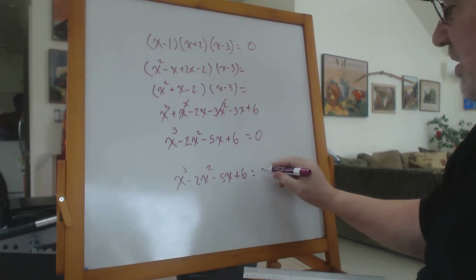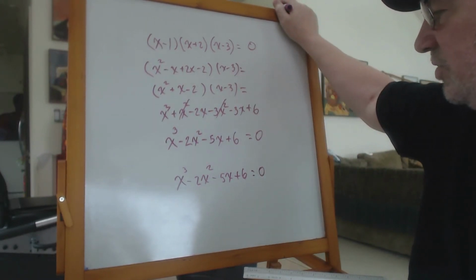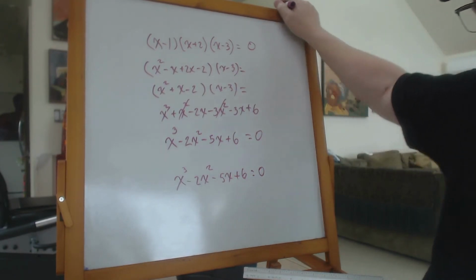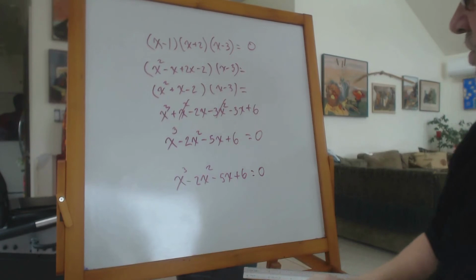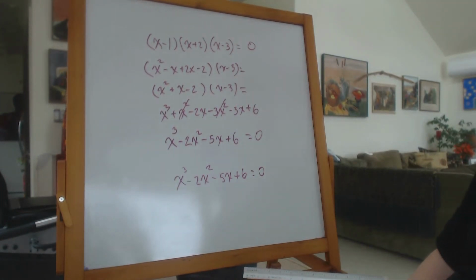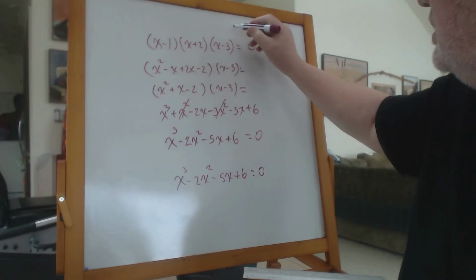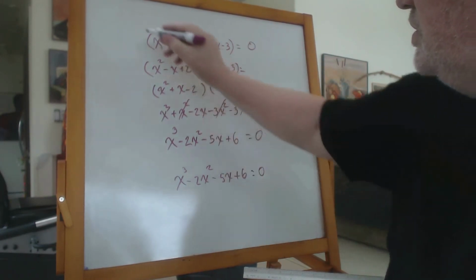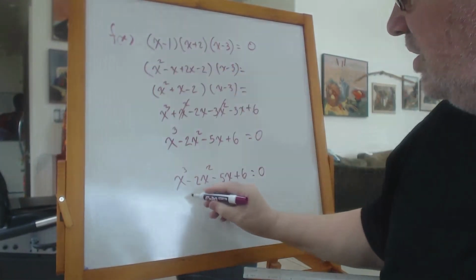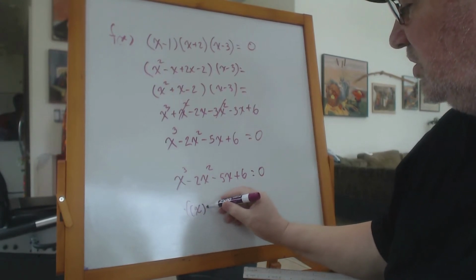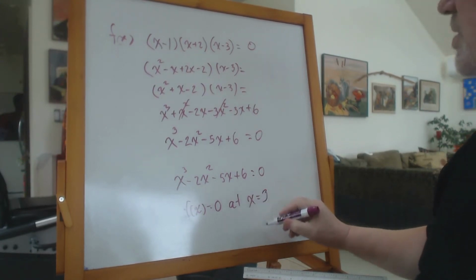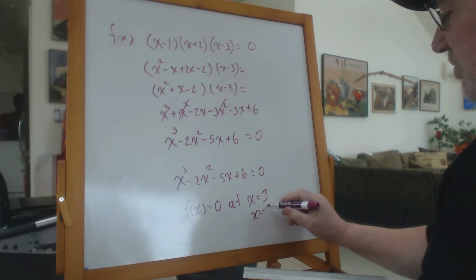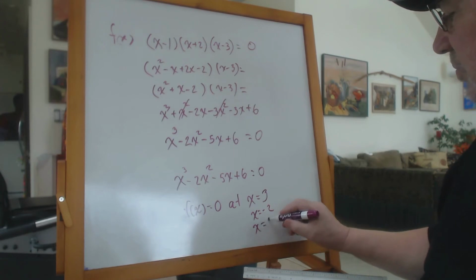But factoring isn't really all that it's cracked up to be. I mean, you don't use it that much in reality. And, you know, you can always find the zeros by working out something in a spreadsheet. In this case, f of x is equal to 0 at x equals 3, at x equals minus 2, or x equals 1.